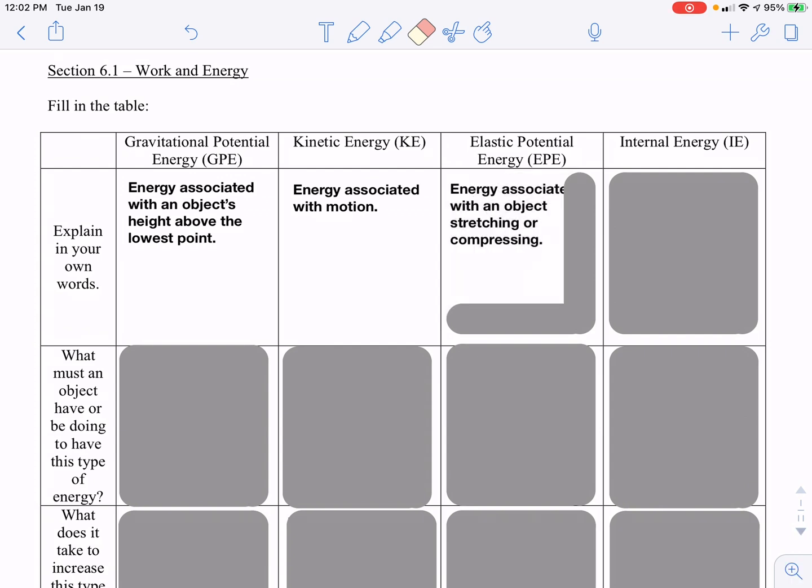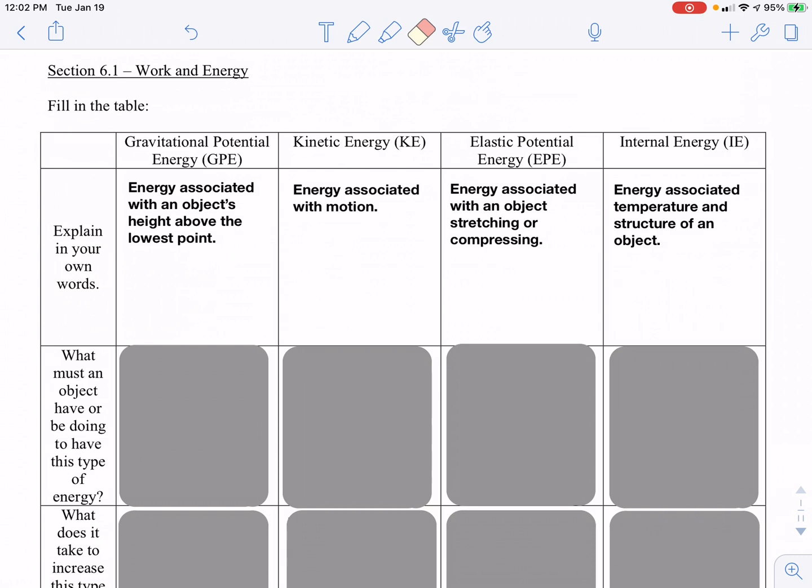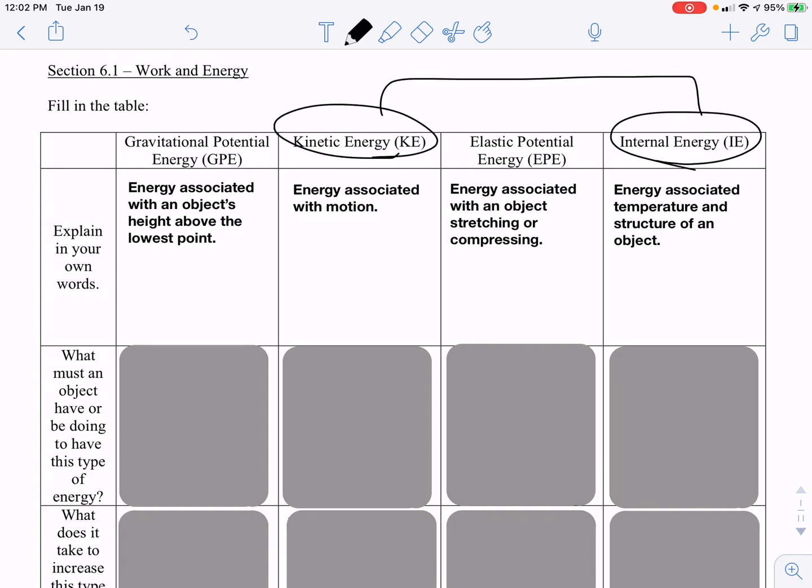Elastic potential energy. Elastic potential energy is the energy associated with an object stretching or compressing. Could be a rubber band, a bungee cord, or even a spring. And internal energy is the energy associated with the temperature and structure of an object. Temperature is the key concept there. Now, one thing that should be noted, kinetic energy and internal energy are related. And that is because the very definition of temperature is the average kinetic energy of a molecule.